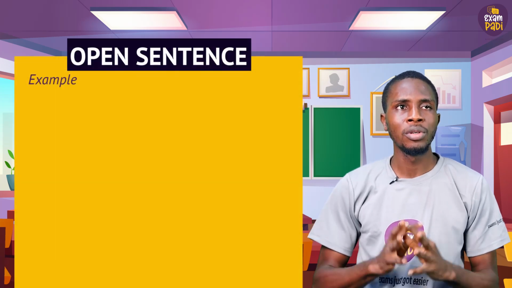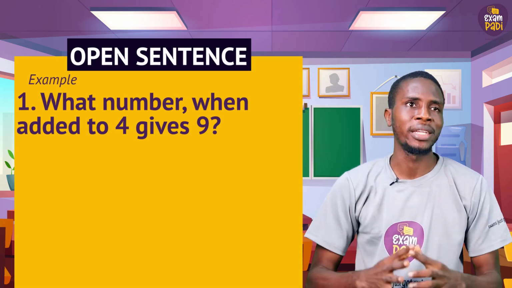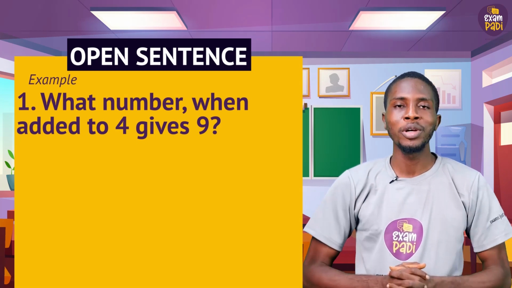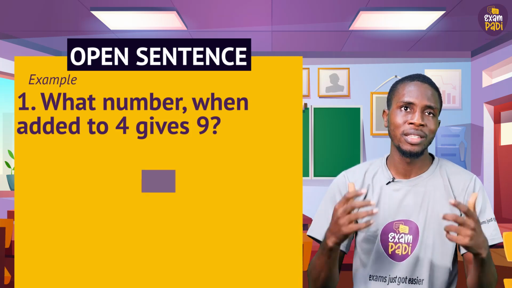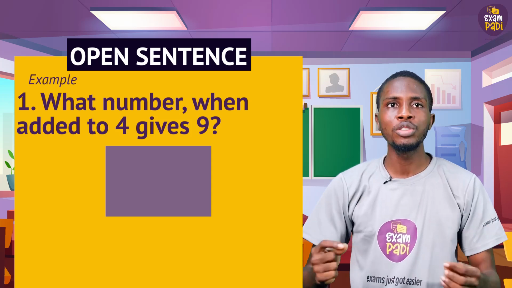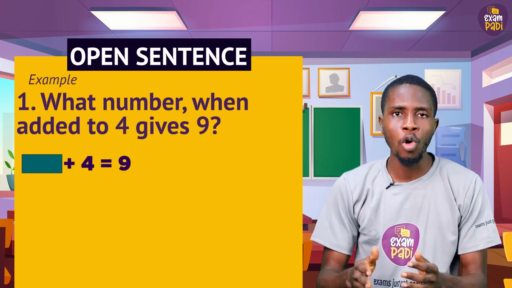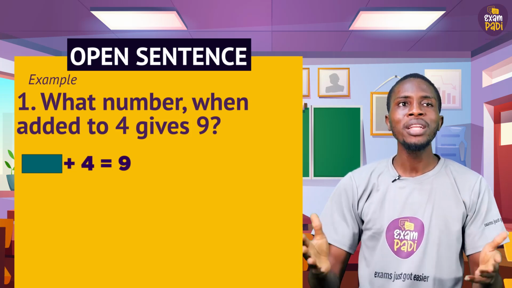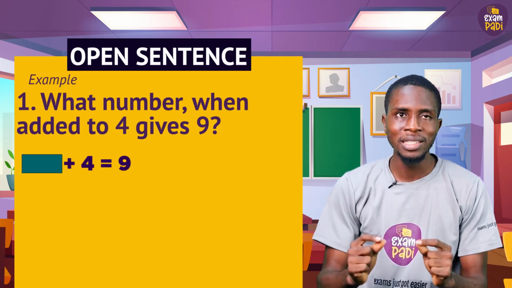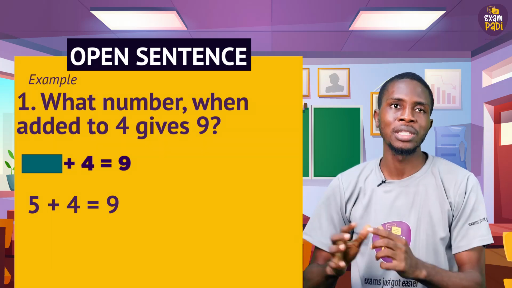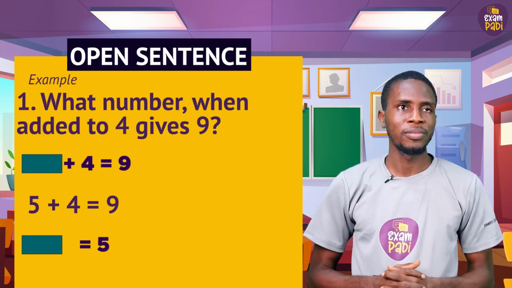Example 1. What number, when added to 4, gives 9? To answer this question, we represent the unknown number by any shape, such as a box. Then this question may be written as an open sentence like this: box plus 4 equals 9. To make the open sentence true, 5 must replace the box. That is, 5 plus 4 equals 9. Therefore, box equals 5.